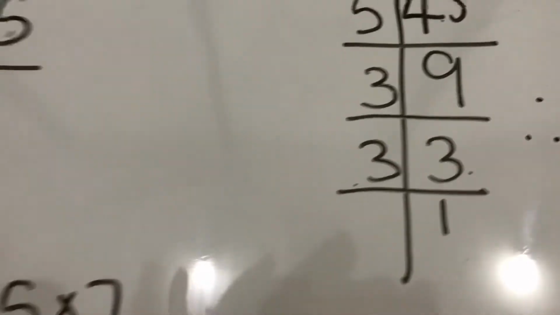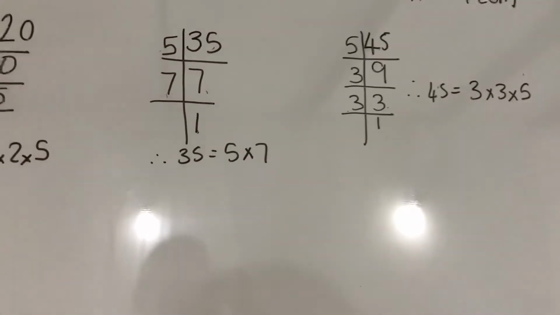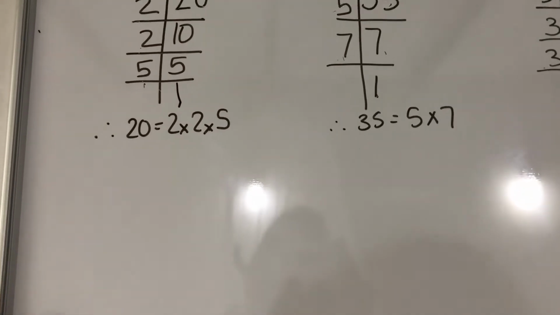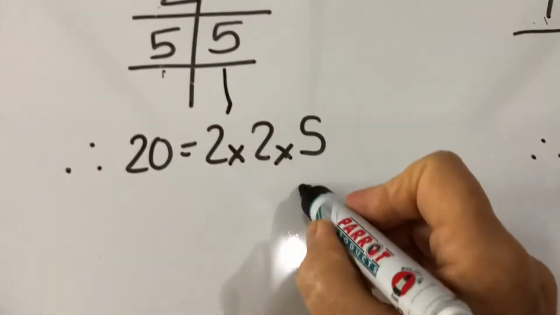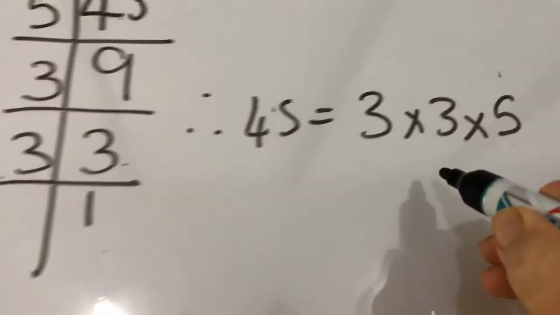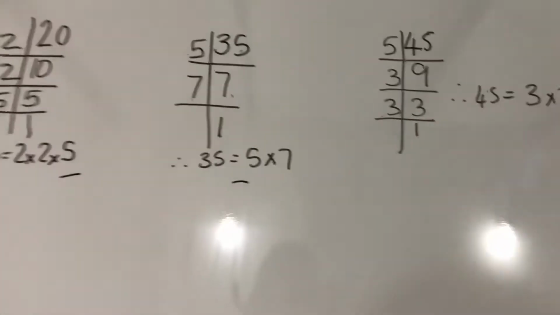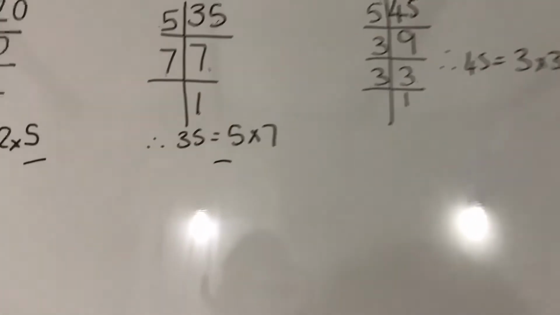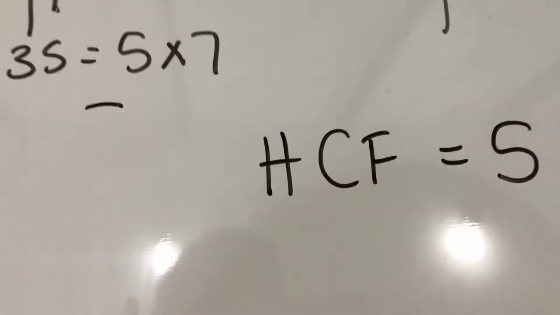Now, to use the prime factors to find the highest common factor, what we have to look at is which factors are common in all three numbers. Now, at the moment, all I see is a 5. There's a 5, and here's a 5. So 5 is the only number that is common to all three, to 20, 35, and 45. So the highest common factor is equal to 5.